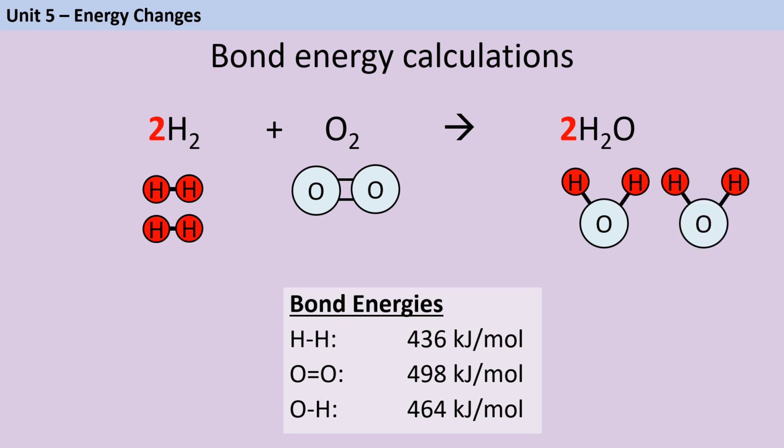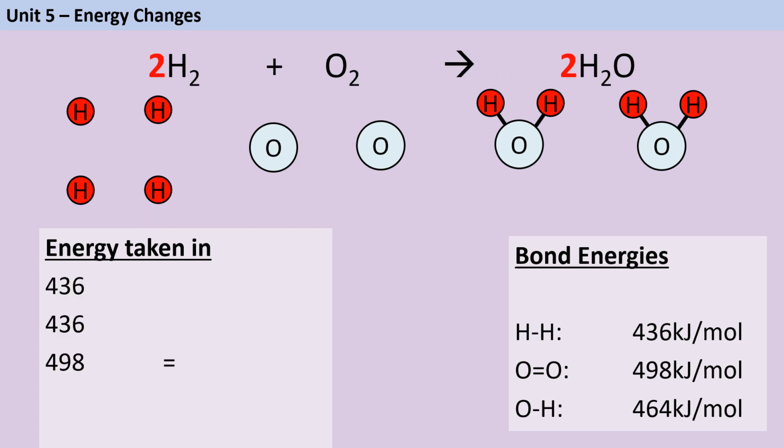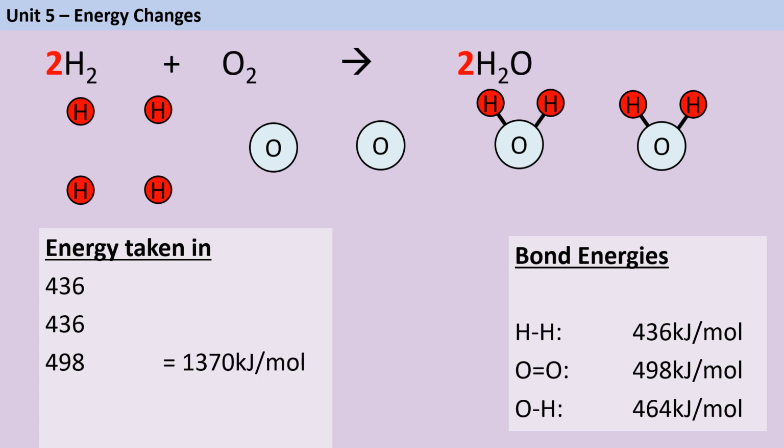So now that I have a picture that accurately represents what I'm going to do in this reaction, I need to think about which bonds are going to need to be broken and which bonds are made in the reaction. On my exam paper, I would physically cross out the bonds that are being broken and write down the values of those bonds. So that's 436 for each of the hydrogen-hydrogen bonds and 498 for the double bond between oxygen. This gives me a total value for bonds being broken of 1,370 kilojoules per mole.